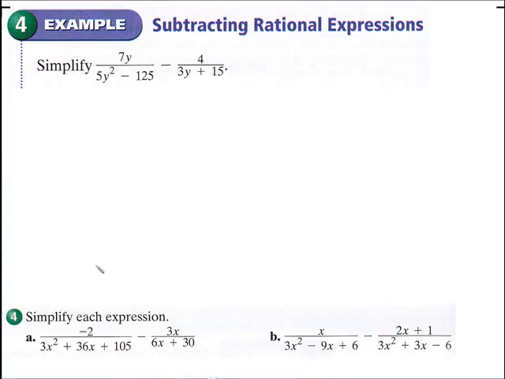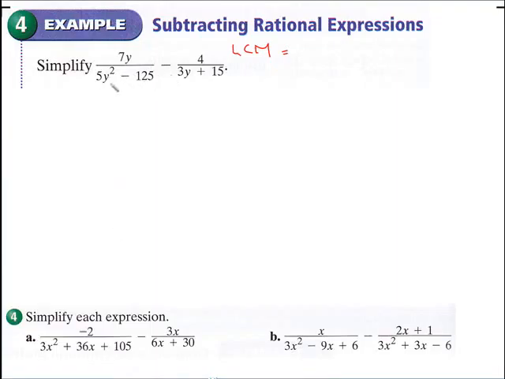Let's go and try a subtraction problem now. Subtraction problems are really similar. It's not really very much different. There's one minor difference at the end, but everything else is pretty much the same. So once again, we need to find the LCM.